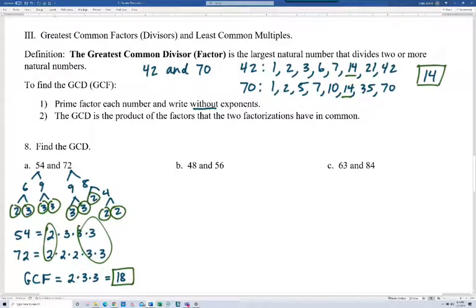All right, so if you think you've got it, I would encourage you to do B and C. If not, watch another example and then try the last one.